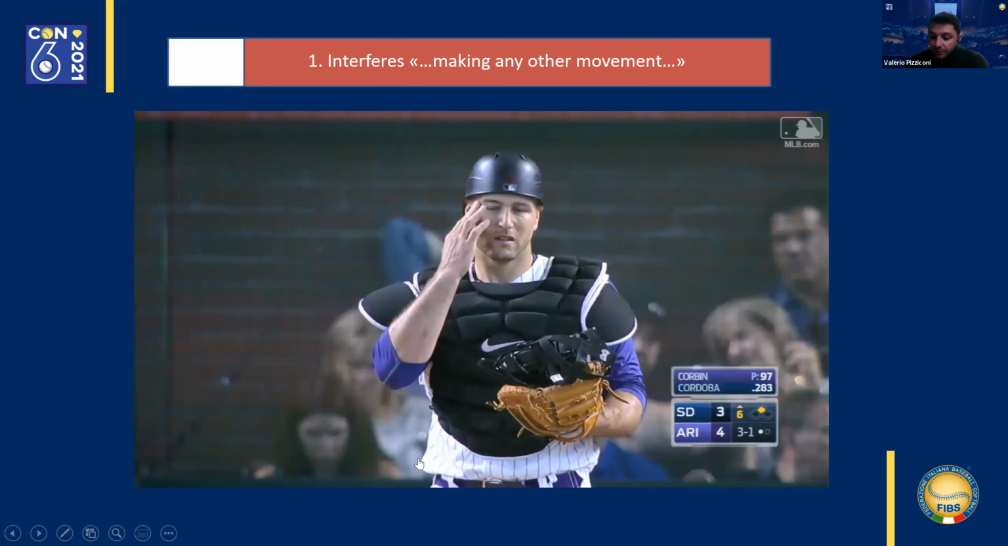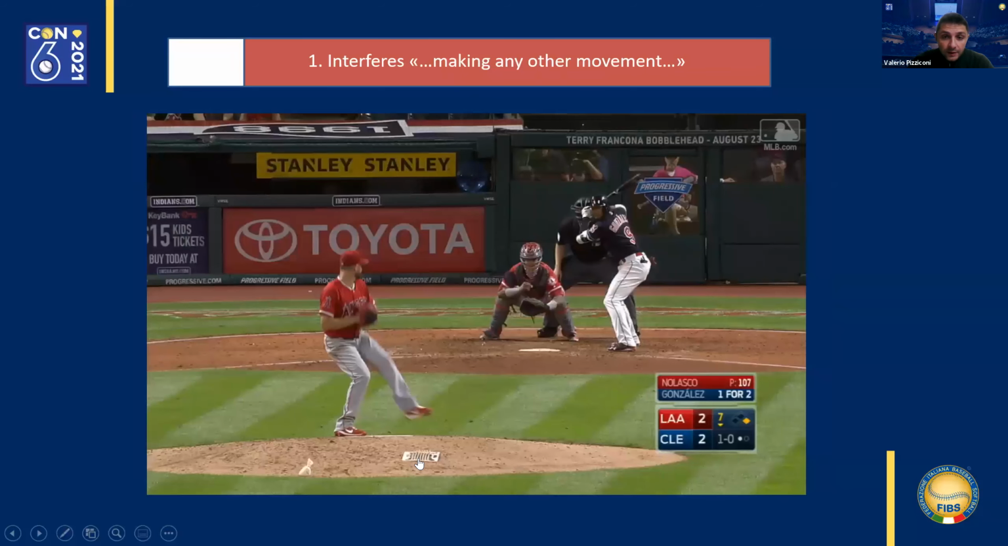In this case, we see that the hitter obstructs the catcher with his body, despite his feet remaining planted within the batter's box. He did not allow for a clean line of vision for the catcher to perform his duty of throwing out the potential base stealer.